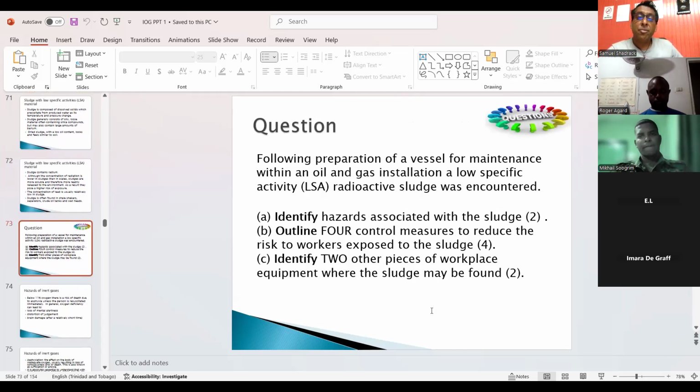All right, question here. Following preparation of a vessel for maintenance within an oil and gas installation, a low specific activity radioactive sludge was encountered, which is just sludge. That's what it is, right? Identify hazards associated with this sludge. You can talk about things like ill health effects. It could cause irritation, but it could go to the radiation part of it. Outline 4 control measures to reduce the risk to workers.